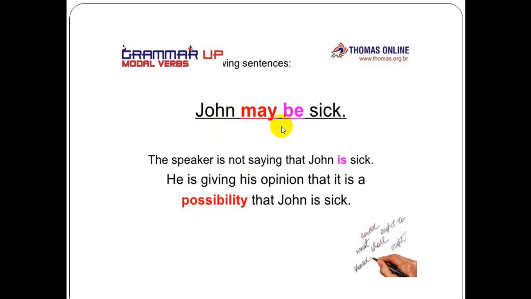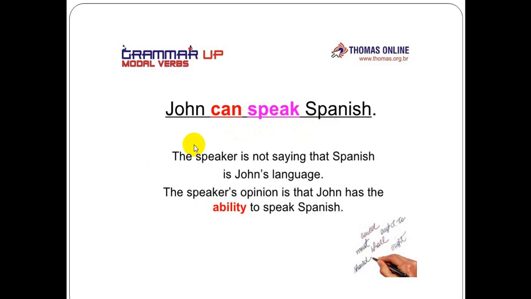This is very important: the function of modal verbs or auxiliaries in a sentence. Here the function is to express possibility, the possibility that he is sick. John may be sick. Okay, we have another example.